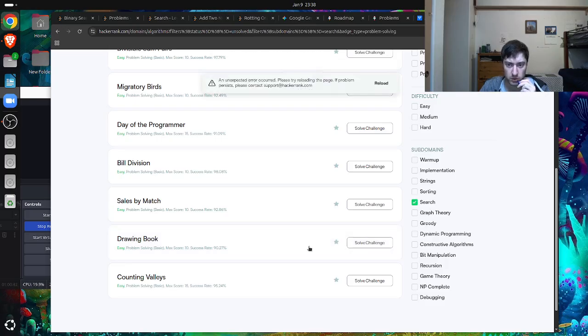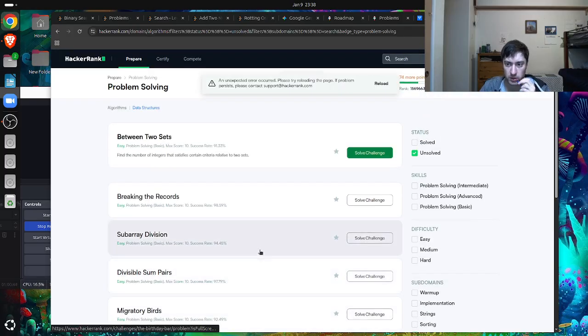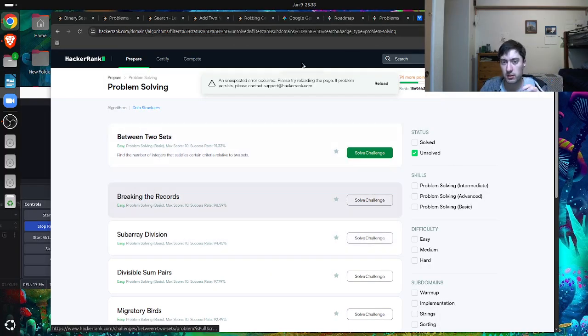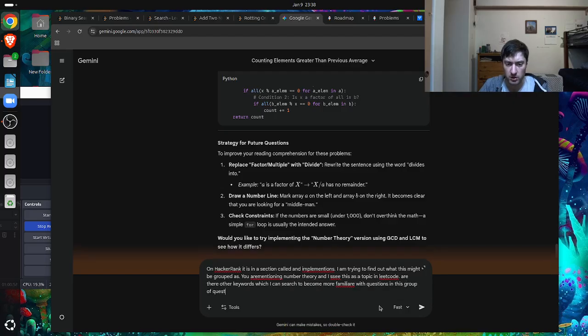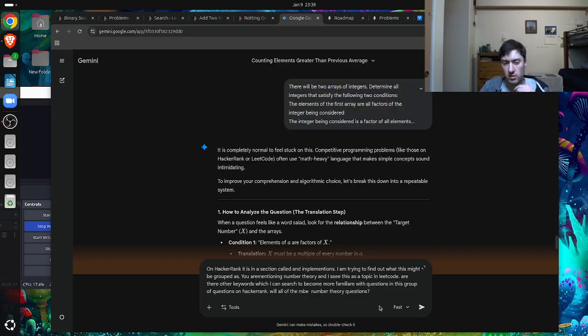What is search? I want to know what search means. Oh, because we don't have internet? Yeah, okay, fine. I want to find out what search is. What does that mean? Okay, come on. In this group of questions on HackerRank, will all of them be number theory questions? Oh, but we don't have internet, so it's not going to take it. Okay.